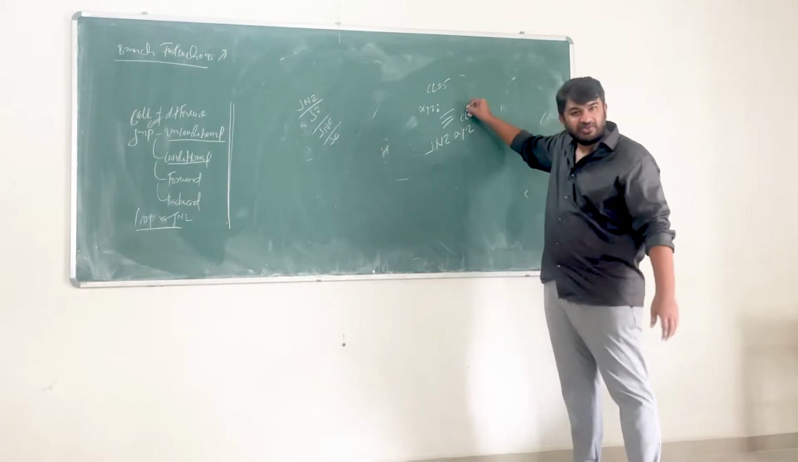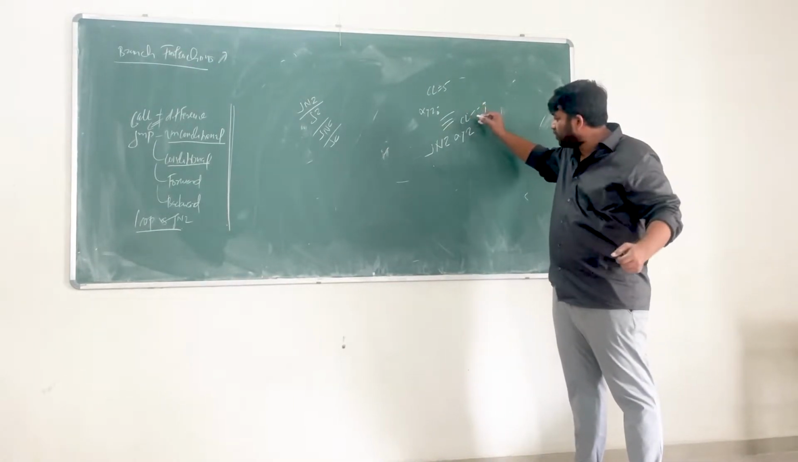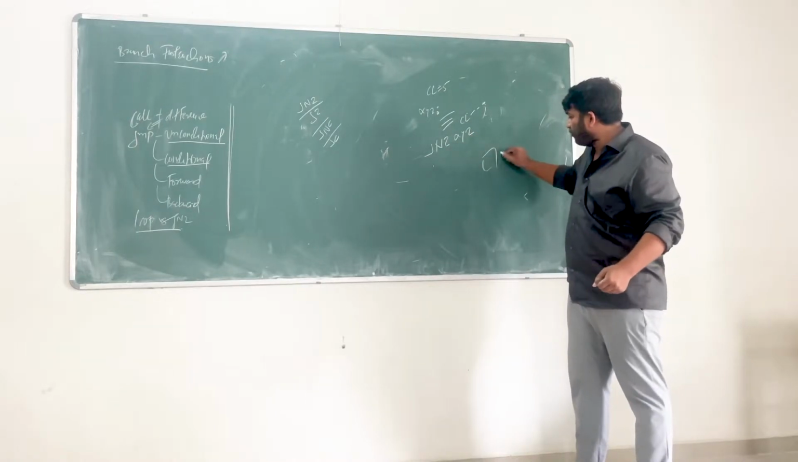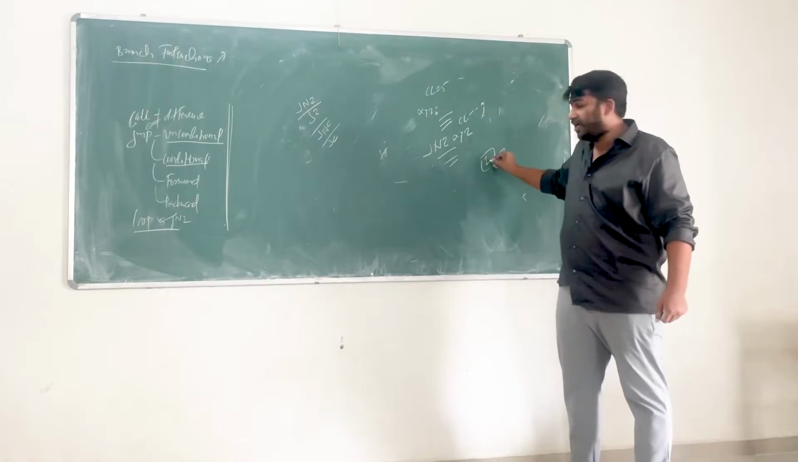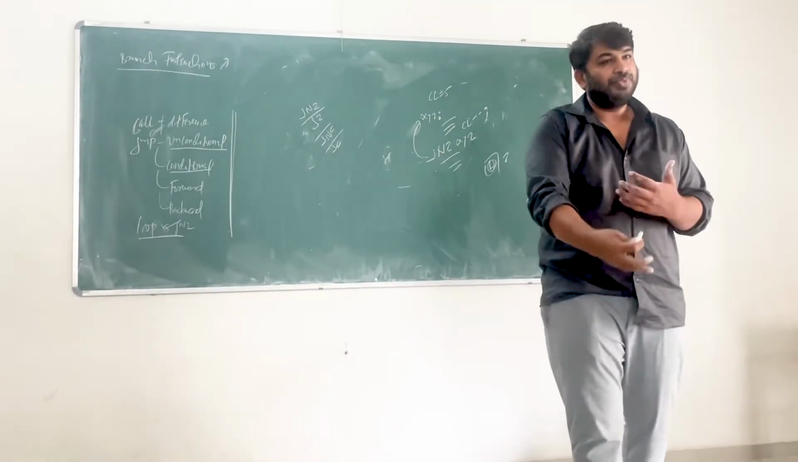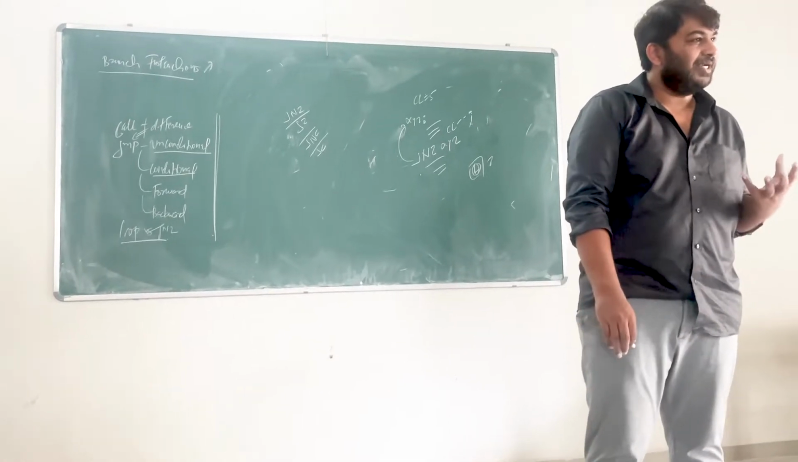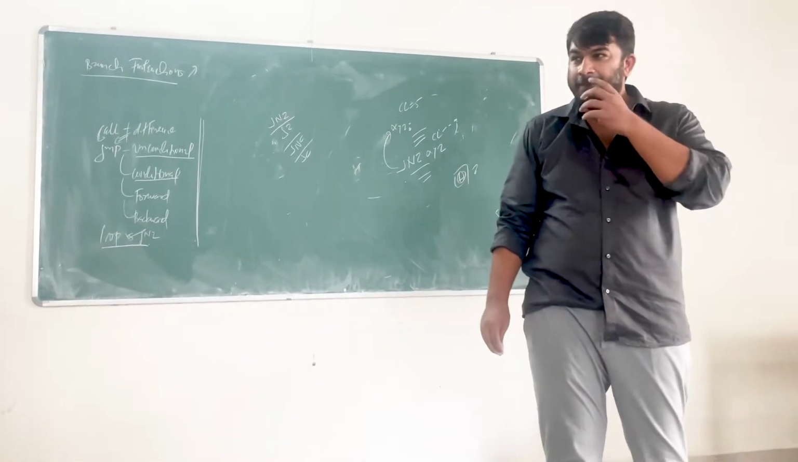Every time decrementing the value of CL, it will become 5, 4, 3, 2, 1, 0. When it becomes 0, my zero flag will become 1. The condition gets false, and I will go to the next line. If the condition is true, if it is not 0, it will go back over here. So I can run a loop 5 times. Understand? Simple? Easy?